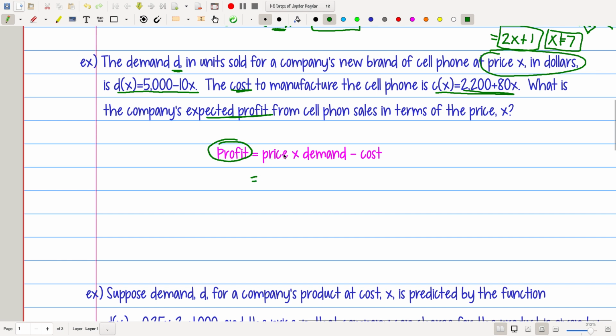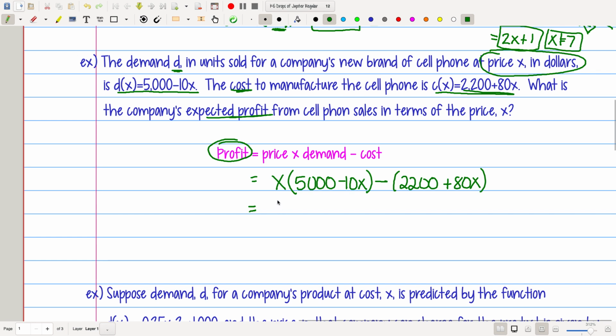So it told me up here, the price is X. And then this just means times the demand. The demand was 5,000 minus 10x. And then it says minus the cost. And remember, the cost is right here. So the cost is 2,200 plus 80x. So now I just need to simplify this, and I have my profit.